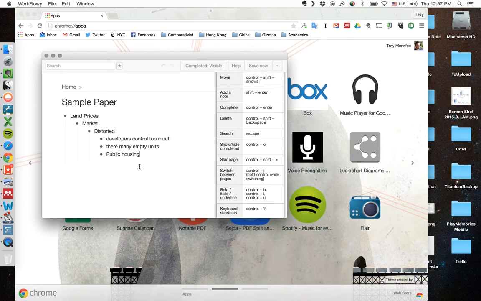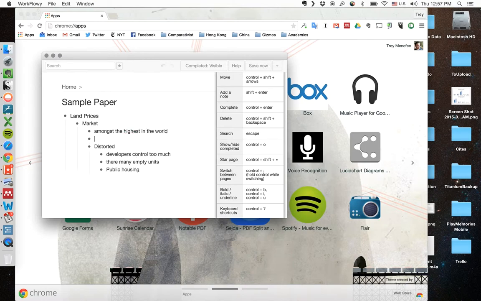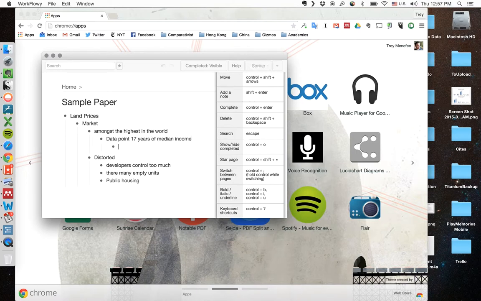So that's a start. We can also make a point here that it's amongst the highest in the world. There's a data point I just saw that to buy a house in Hong Kong was 17 years of median income. New York City was about 10, same as Sydney, right? So here's a few data points, just putting that out there.